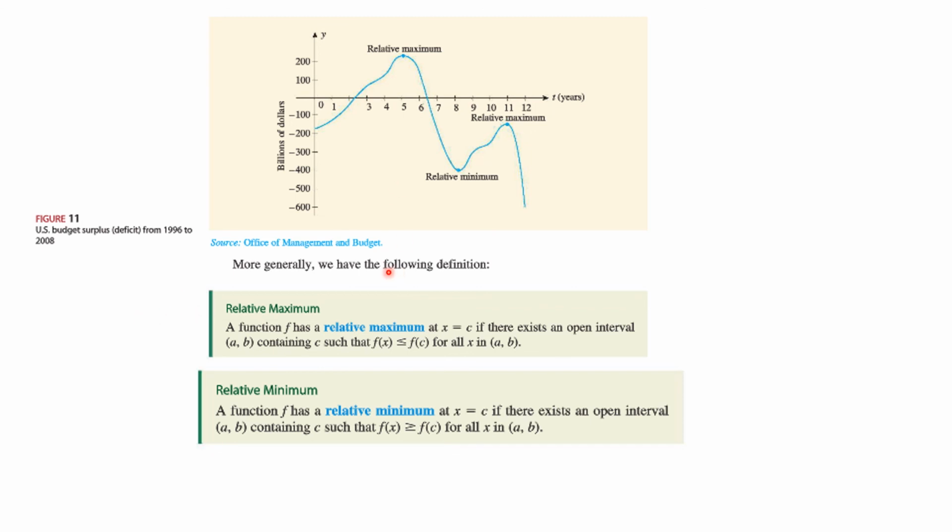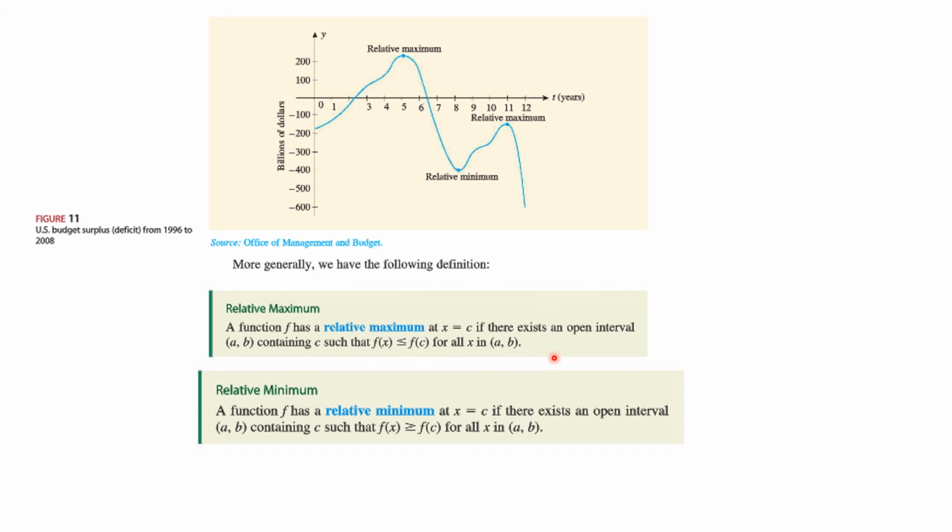We have additional terminology. If the value of the function is bigger than all nearby points, we call it a relative maximum. If it's less than nearby points, we call it a relative minimum. And you see we can have a relative maximum here, a relative maximum here, but a relative minimum. And here are the definitions of those.